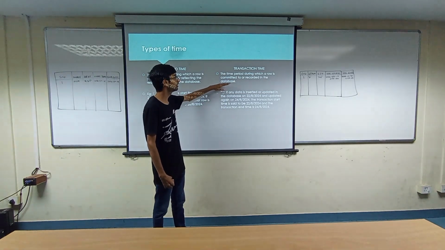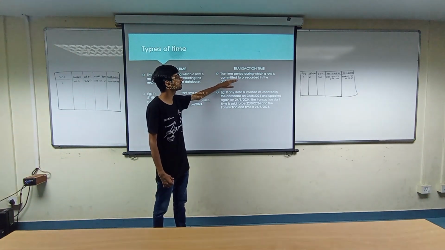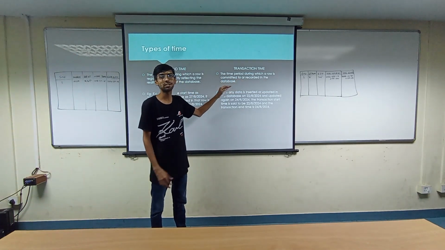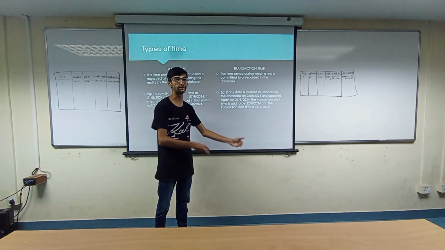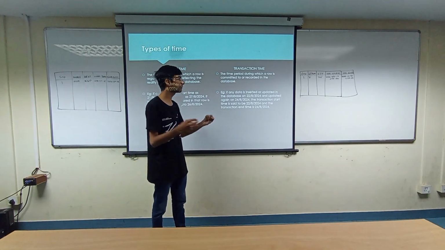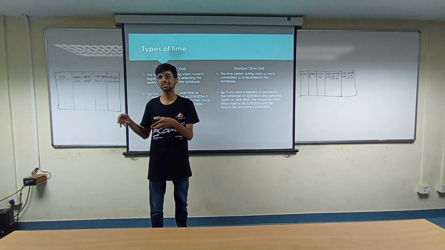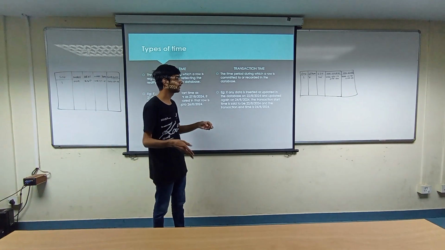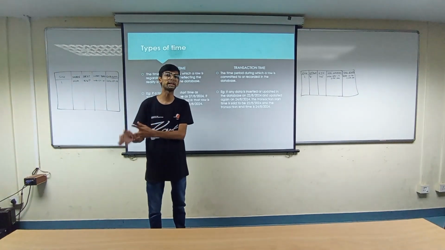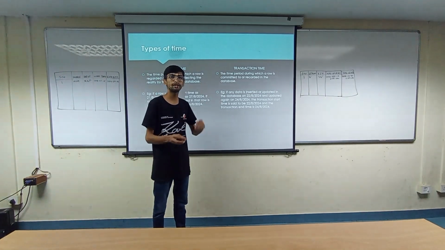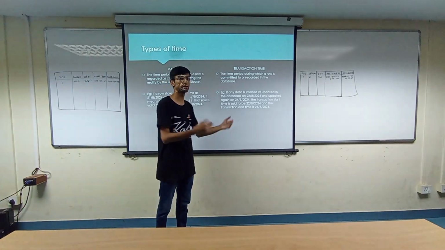Next is the transaction time. Transaction time is the time period in which the row is committed in the database. That means the database knows that this data is valid at that time. For example, if I perform a transaction, let's say today is the 28th, and it gets reflected in the database on the 29th, my transaction data would be valid from the 29th and not from the 28th.